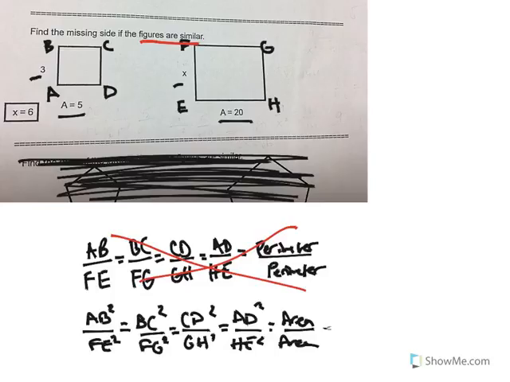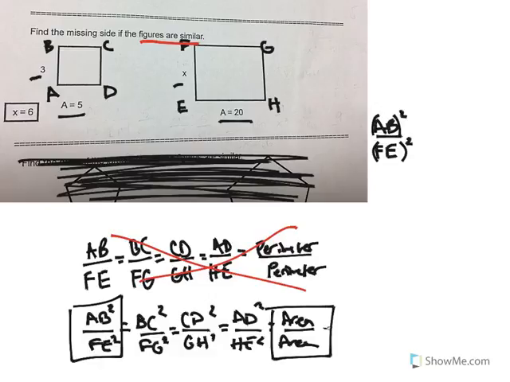Okay? So if we set up a ratio of side AB is proportional to side FE, and we square both of those sides, we should get the ratio of the area over area, right? Because the proportions are equal. So if the given area of the first figure is 5, and the given area of the second figure is 20, we can substitute our known value for AB into the equation.